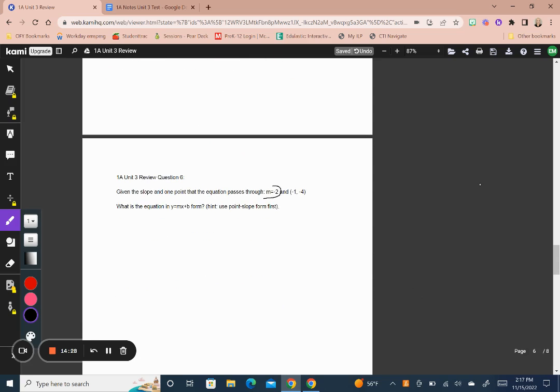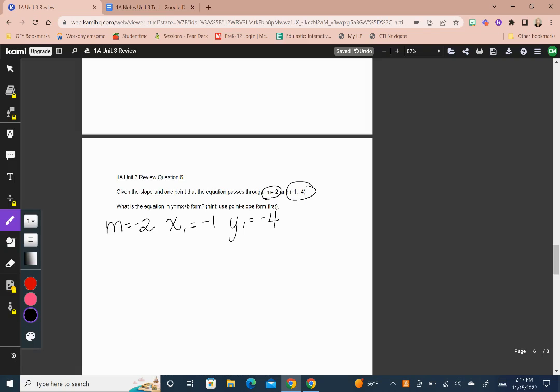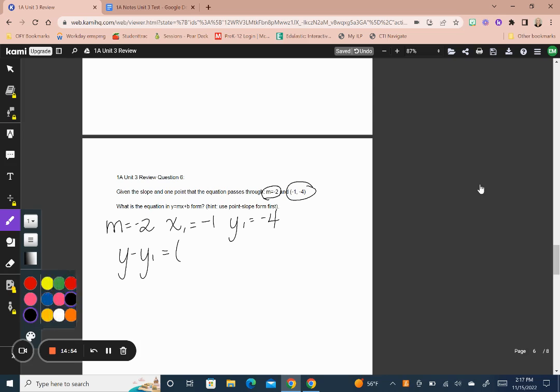Once again, slope and a point. Okay? So my m is equal to negative 2, x1 is equal to negative 1, y1 is equal to negative 4. So we're going to use our formula like we just saw, right? We have one point and a slope. So it's y minus y1 equals m times x minus x1.